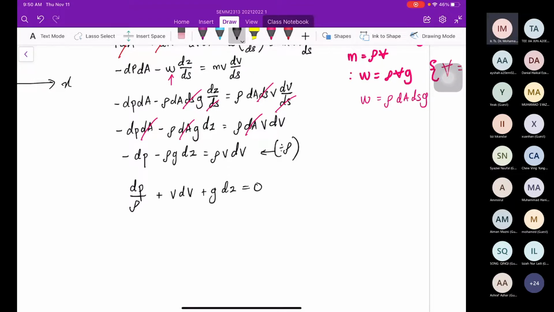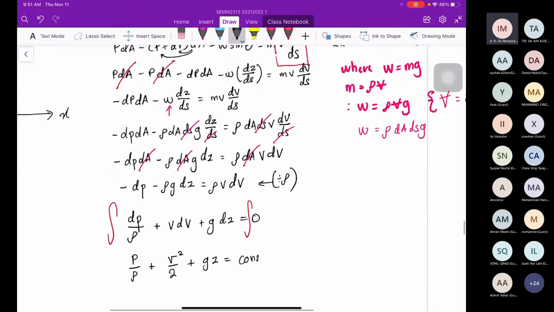integrate. Okay, remember we need to integrate in order to get the solution for the whole area. So we do the integration, integrate both sides. So we will get, integrating the differentiation, it cancels, P over rho, plus this one integrates to V squared over 2, plus g z, so equal to constant.